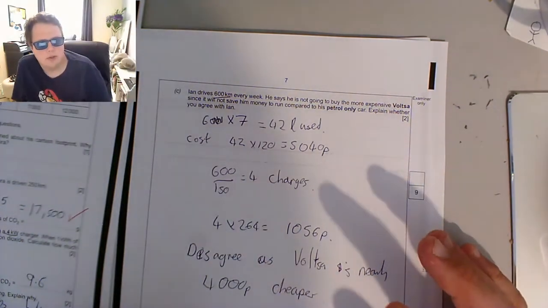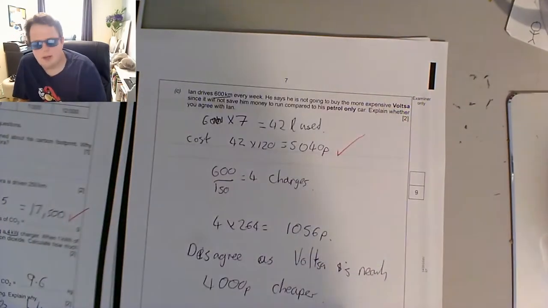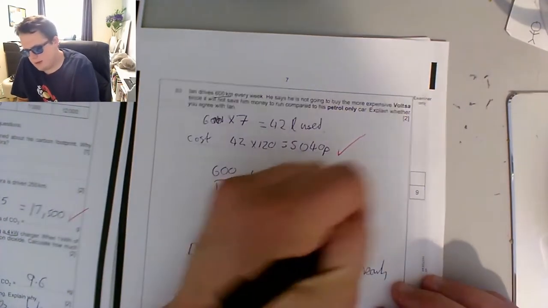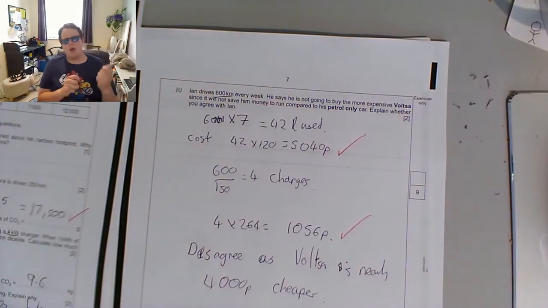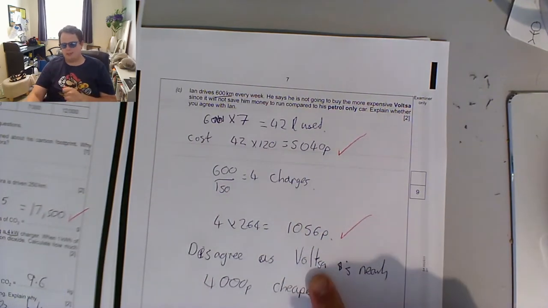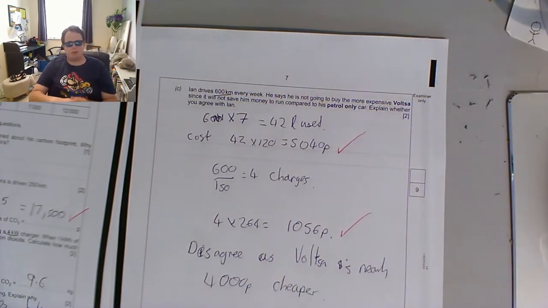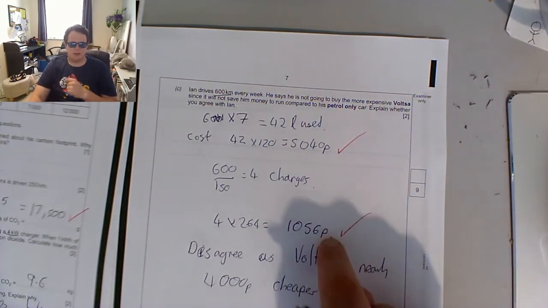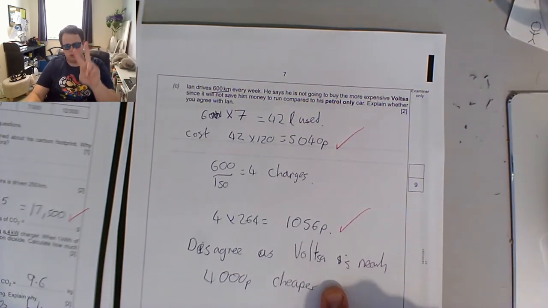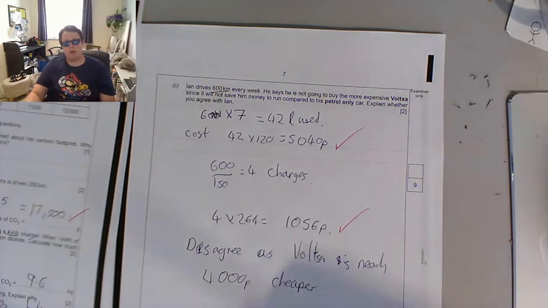Now, in terms of the marks here, you don't actually get a mark for saying your conclusion. What you get the marks for is for the 5,040 and the 1,056. However, if you don't put the conclusion in, you don't get both marks, you'll only get one. So get the right numbers and conclusion, 2 marks. Get one of the numbers, or get both numbers and no conclusion, only 1 mark. So bear that in mind.